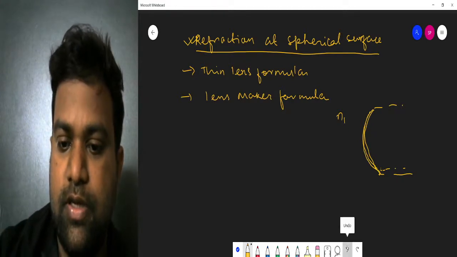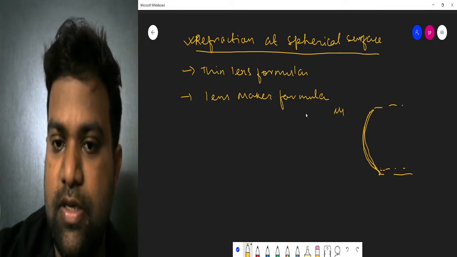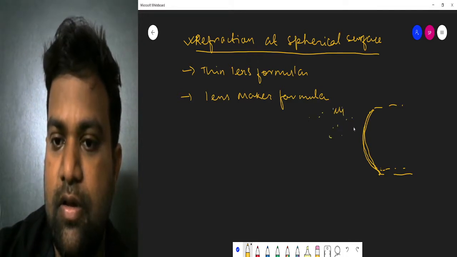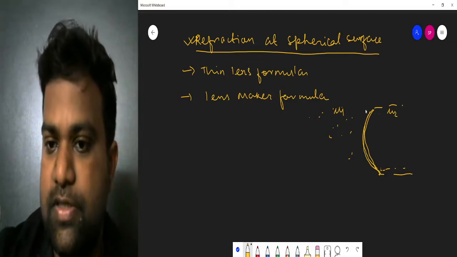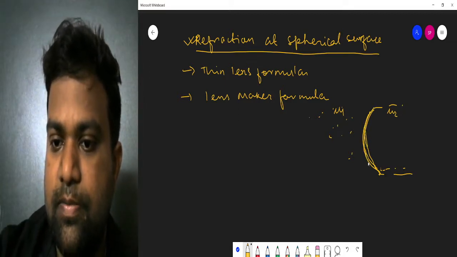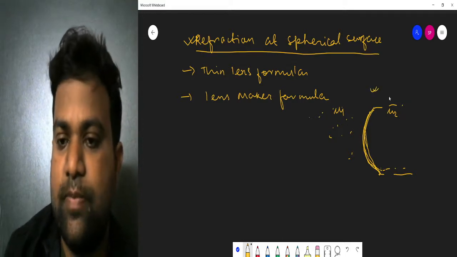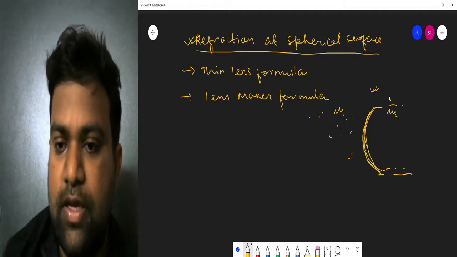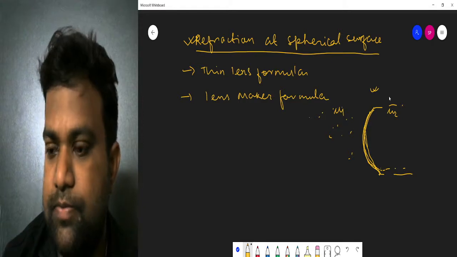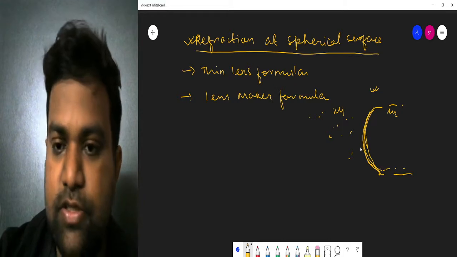or you can write mu1 also, refractive index. This side is air, and this is mu2, any other material like glass or water. Okay, and the surface is convex shape. We'll derive this case, and the result will be applicable for other cases also, like the concave case also it will be applicable. Instead of convex shape, if we keep a concave shape also, we will get the same result.